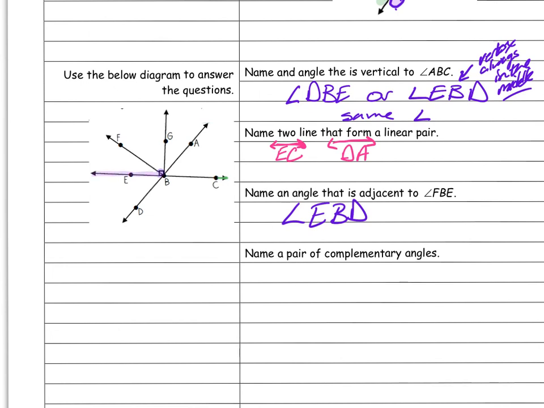Well, I know that this one does, and this one's part of that 90-degree angle. So I can say angle EBF and angle FBG, okay? So those are the type of things that you'll have to answer.